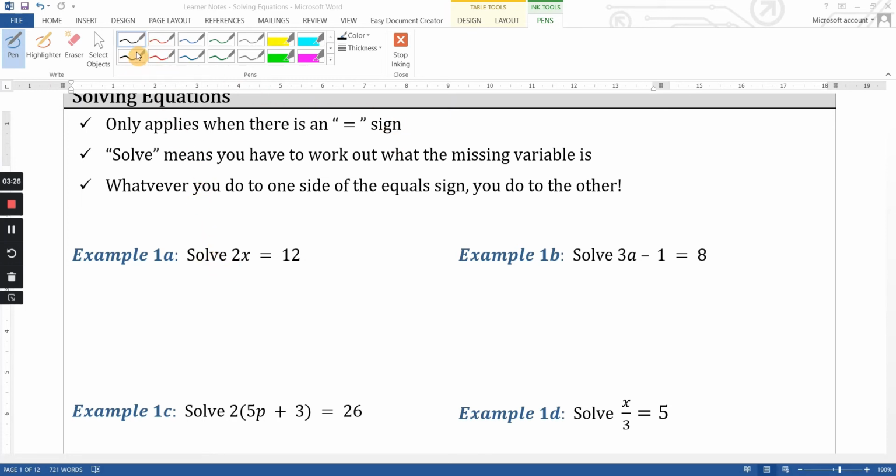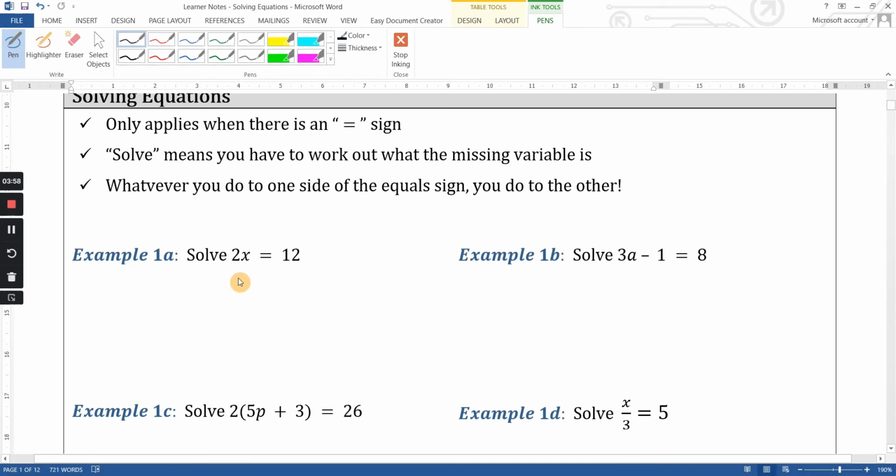So solve 2x equal to 12. Obviously they're asking, what is this x? x is the unknown variable here, and we're trying to get an answer of x equal to something. That should be our end goal. So how do we actually work that out? In this example, the answer is going to be 6. But to show how you get your answer, underneath I'm going to write what I'm doing to both sides.